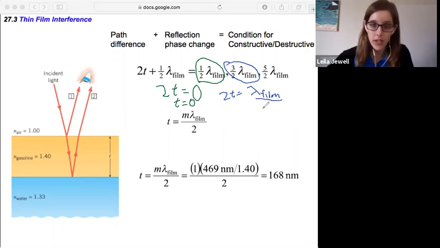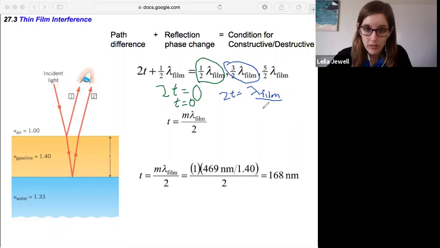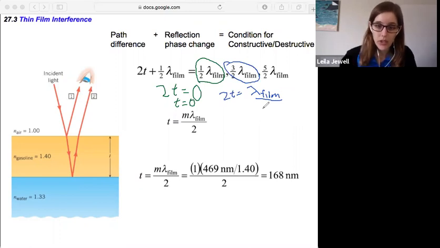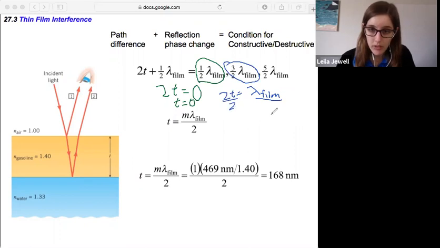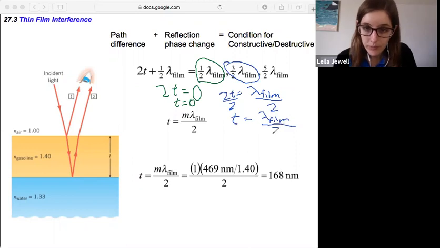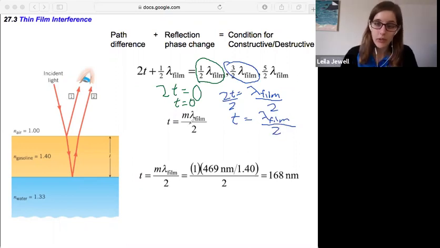Yeah, and that would have it right there. But if we want to solve for t, we can divide both sides by 2. And so we get t is equal to lambda film over 2.